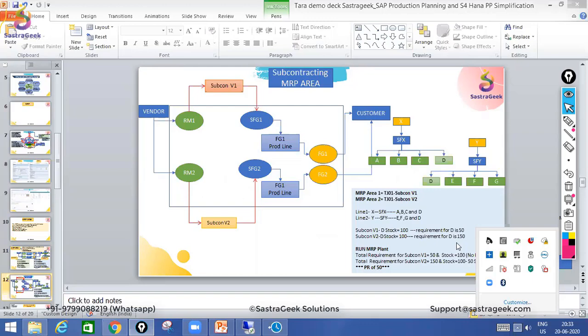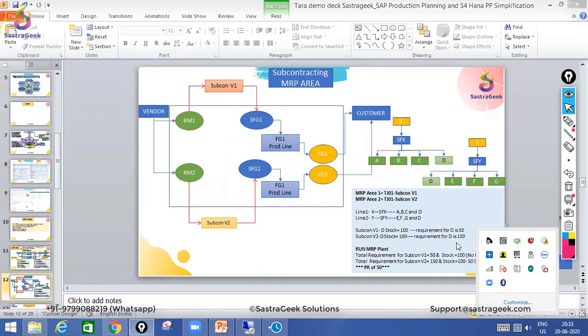Now, if we run the MRP at the plant level, and we don't consider the subcontracting MRP area, then what would be the difference? Say we have considered this as a subcontracting process. We have the requirement, okay. Now the stock is lying at the vendor's place. So in case of a plant MRP, system will not consider this vendor stock or what? So that is my first question.